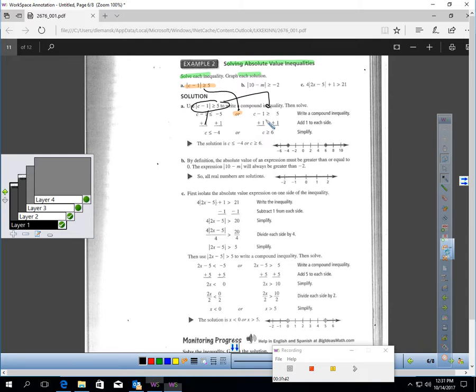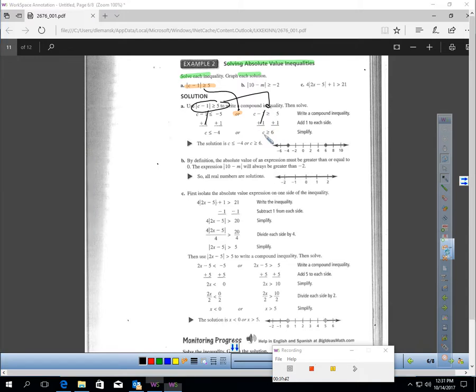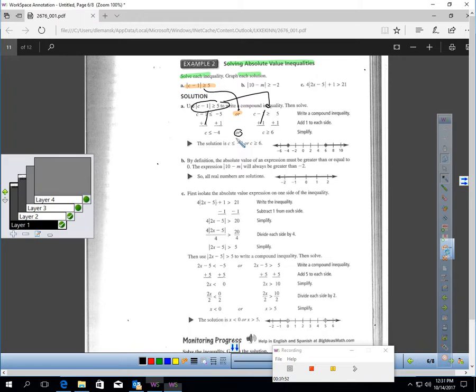And over here, when I add 1 to each side, c is greater than or equal to 6. This is an "or" question. Now remember, "or" inequalities cannot be written in triple inequality form. So let's graph both of those. Here is c less than or equal to negative 4. And over here where I'm pointing, c greater than or equal to 6.